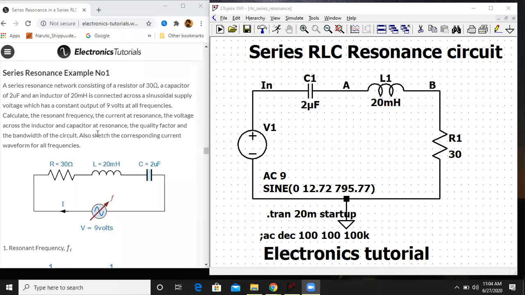We have to calculate the resonant frequency, the current at resonance, the voltage across the inductor and the capacitor at resonance. Then also we have to calculate the quality factor and the bandwidth of the circuit. Meanwhile, I will describe this circuit so that you get the time to make this circuit in LT-Spice.